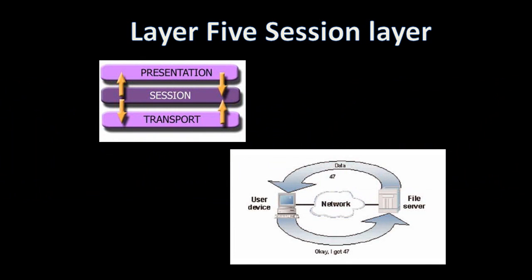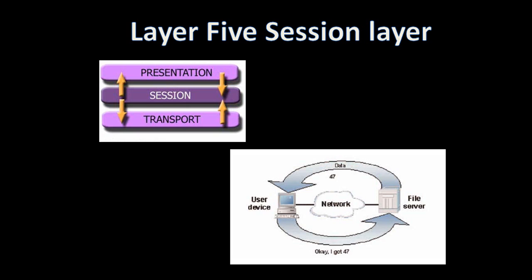Layer 5, the session layer. The session layer controls the connection between computers. It establishes, manages and terminates the connection between the local and remote application. The data from the application layer are not yet sent. First they need to know if the computers can communicate with each other. So at the session layer there is a protocol that establishes the connection, then manages the connection.